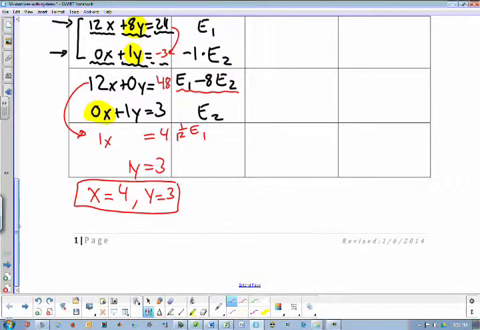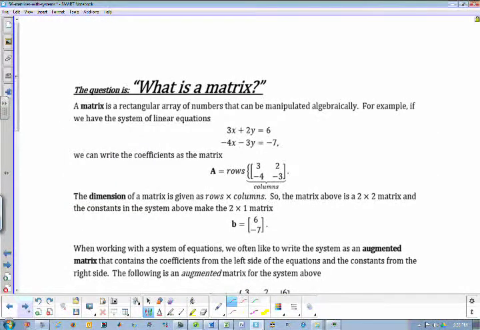So we'll come back to this table in just a second, but flip the page. And here's the big question we might be asking: what is a matrix? All right. So if we have a system like this, we can take the important information. The important information here is the coefficients. And the coefficients can be written in a rectangular array like this here. Okay. We take our 3 and our 2 and our -4 and our -3, and we write them here in an array called a matrix.